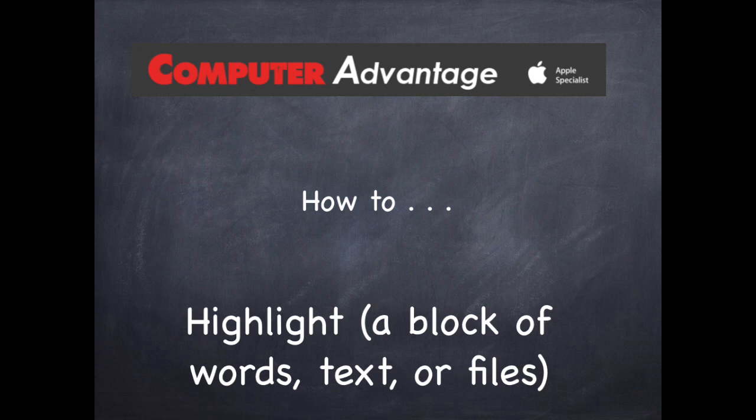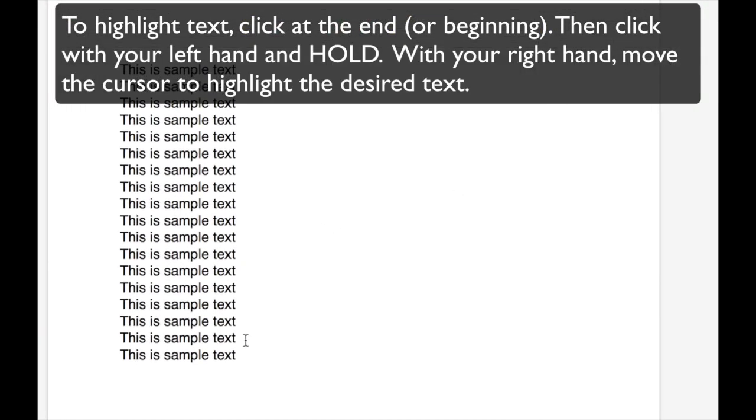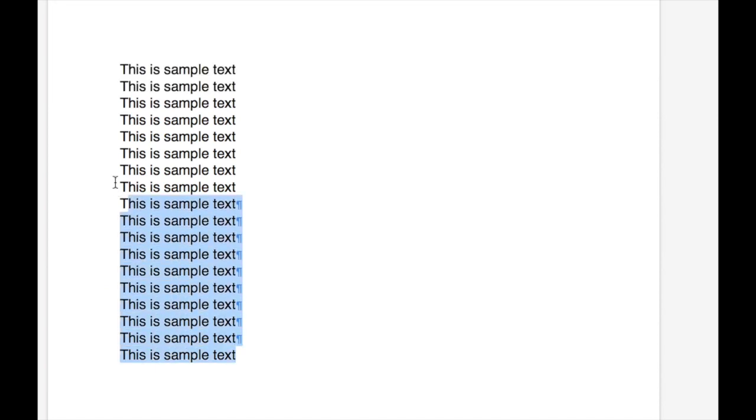Let's talk about how to highlight a text. So let's say you have a paragraph. Click at the end of the paragraph, hold down the trackpad with your left hand, and move up with your right, and you see it's highlighted.